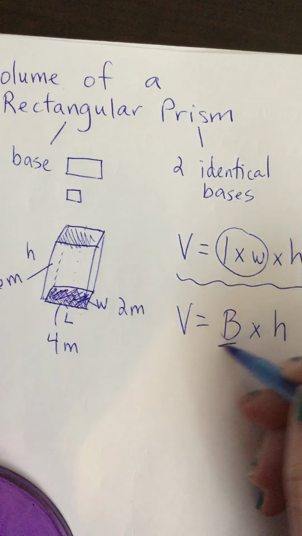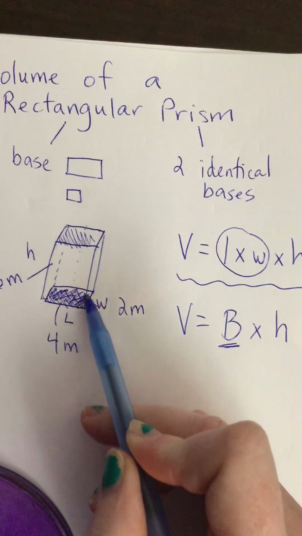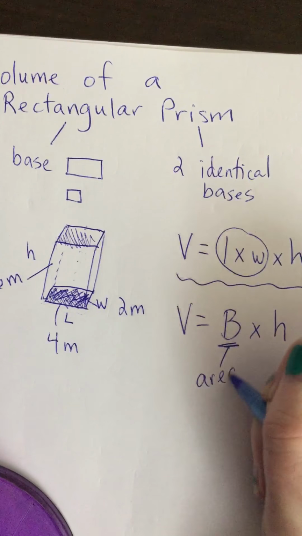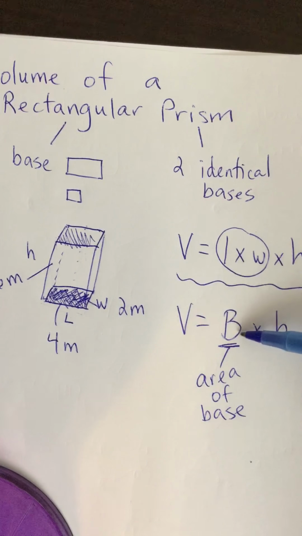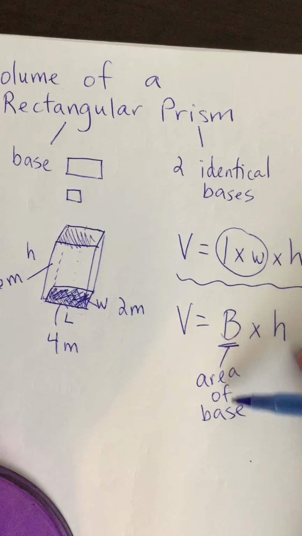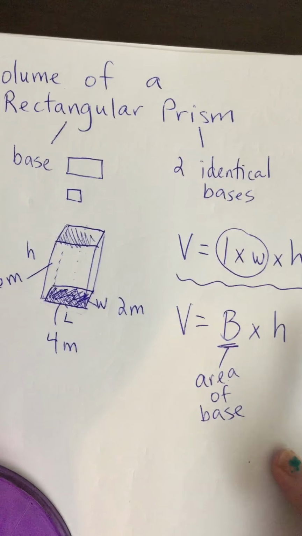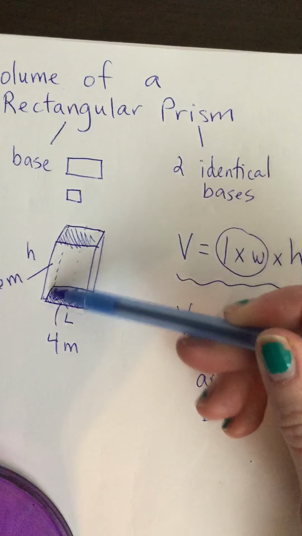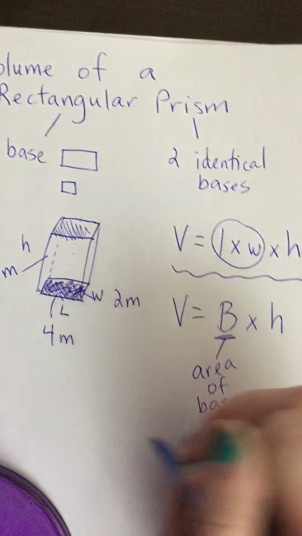Okay, so this big B doesn't mean the little base, the length of this. It means the whole area of the base. So this is the area of the base. And it has to be capital B because that means that it's the area of the base. It's not just the length of one side. Okay, and again, these two formulas are very similar because length times width would get you the area of that bottom base.